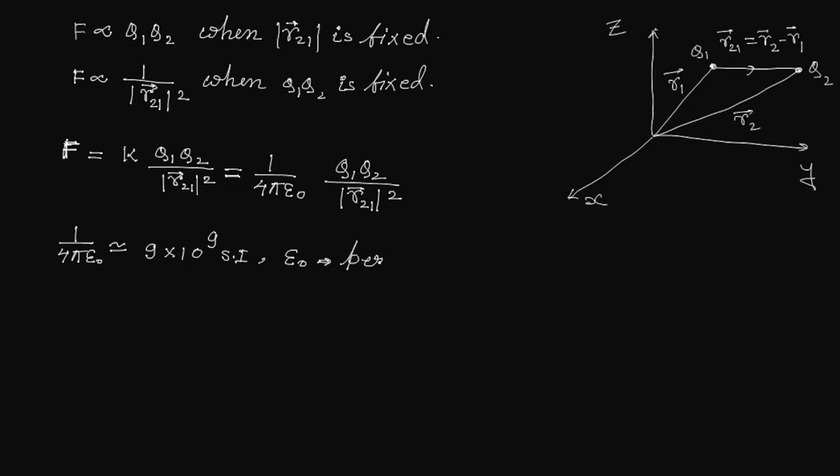The permittivity of free space, and this value of epsilon naught is written 8.85 into 10 to the power minus 12 in SI unit.